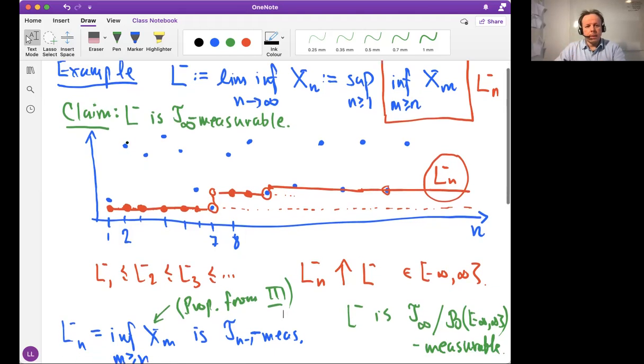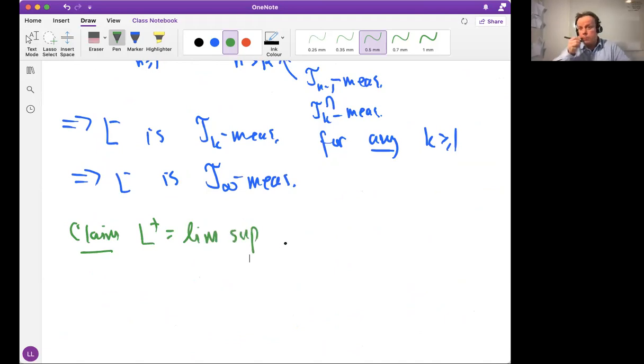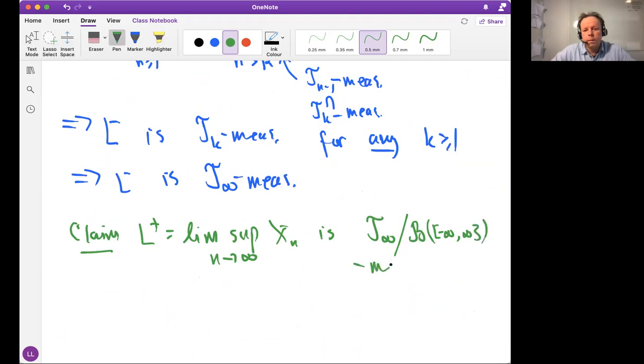We conclude this example with a couple of remarks. Another claim is that L plus, which is the limsup, is also in the tail sigma algebra. So limsup and liminf are dual: if you know how to handle one, then you know how to handle the other. So the limsup of xn is measurable with respect to the tail sigma algebra. The proof is similar, so we skip it.